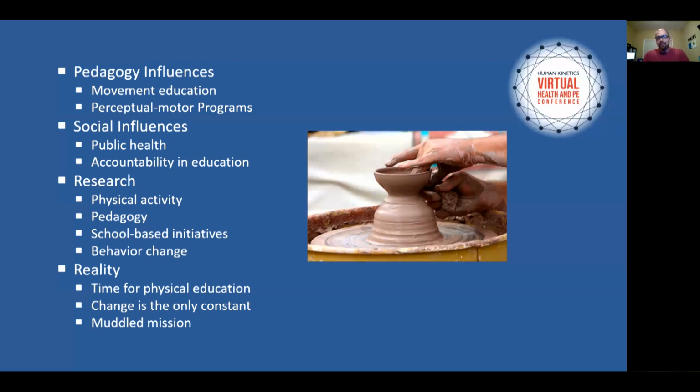And then the last thing is a little bit of a muddled mission, because, back up to what I talked about with pedagogy influences, social influences, research, we're kind of a moving target in physical education. And one of the things we try to do with this textbook is to not be such a moving target, to try and hold steadfast to this is why we have physical education. And I hope you see that as I talk a little bit tonight.